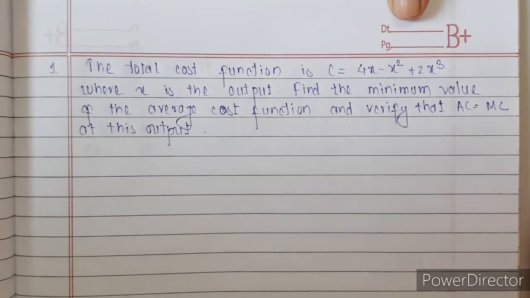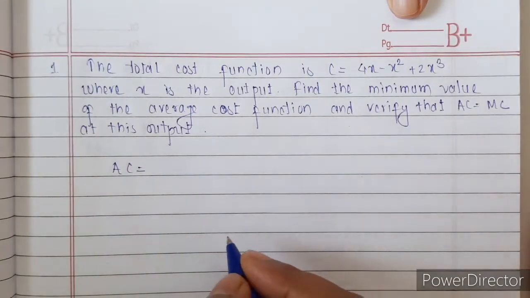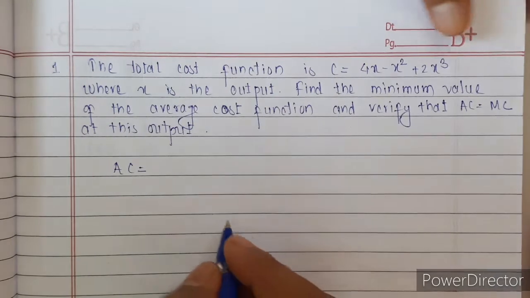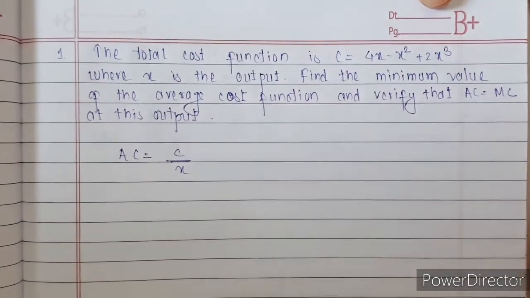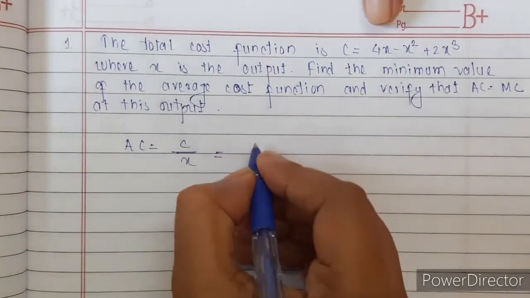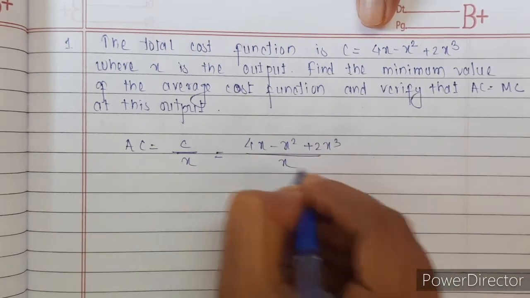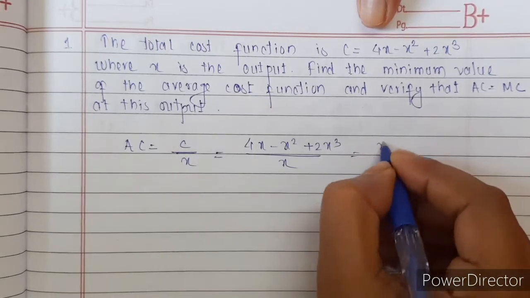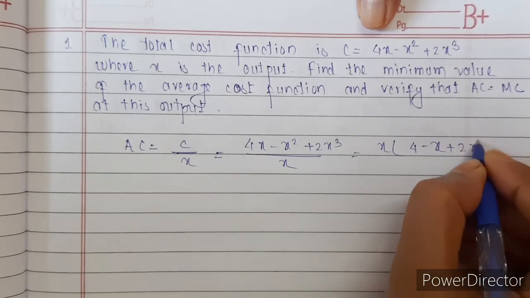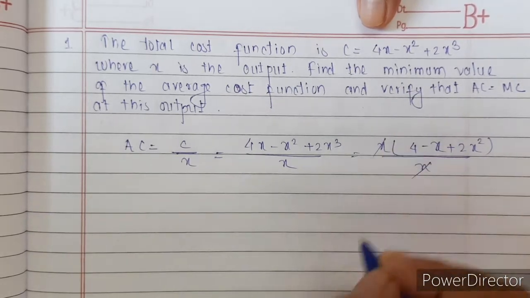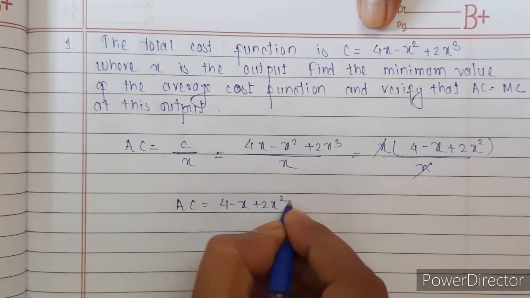Okay, so to find the minimum value of average cost, first we have to find what is average cost. And what is average cost? Average cost is cost by output. Total cost divided by output. The cost function is given as 4x minus x square plus 2x cube divided by x. From here we can take x common. So if I am taking x common, remaining is 4 minus x plus 2x square by x. So this x will get cancelled. Average cost is 4 minus x plus 2x square.